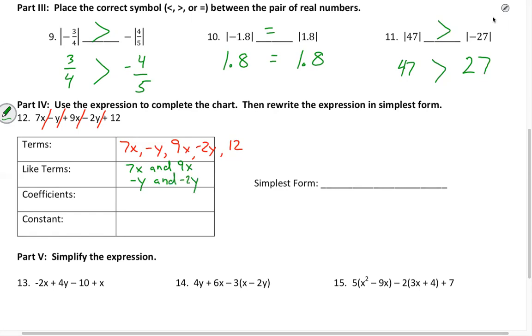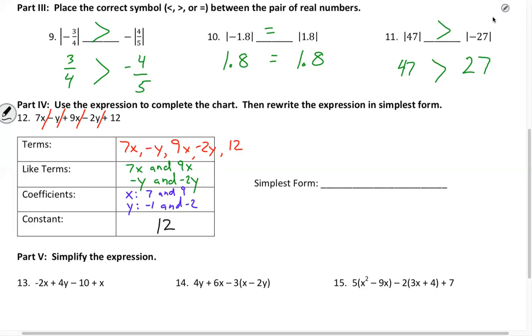Coefficients, these are the numbers in front of your variables. So the coefficients for x and the coefficients for y. Okay. So the coefficients for x would be 7 and 9. For y would be -1 and -2. The constant, this one's easy, it's the one without any variables, that's 12.